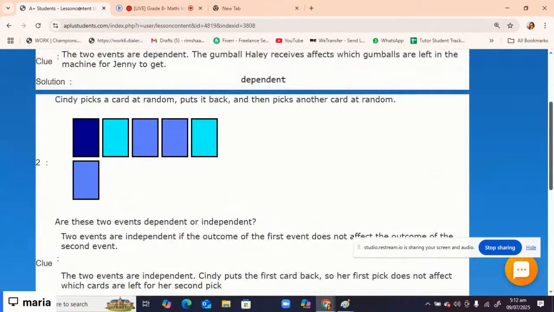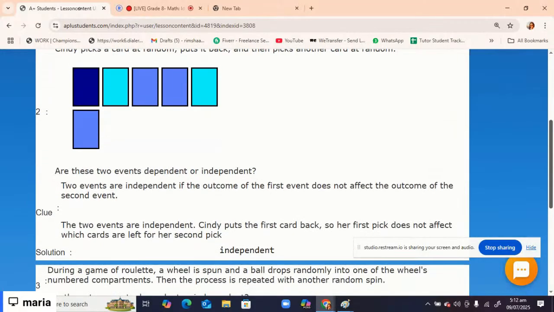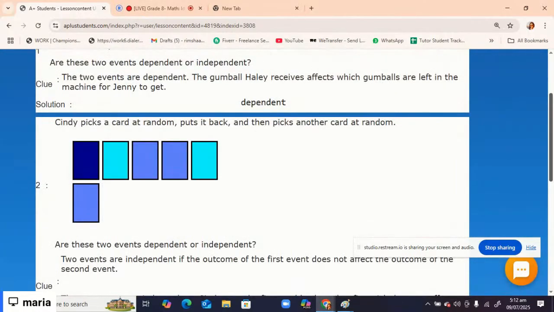Now look here, Cindy picks a card at random. There are different cards, and she picks one at random, and then picks another card at random. Anything that is random, we can say is an independent event. So these two events are independent because the outcome of the first event does not affect the outcome of the second event.